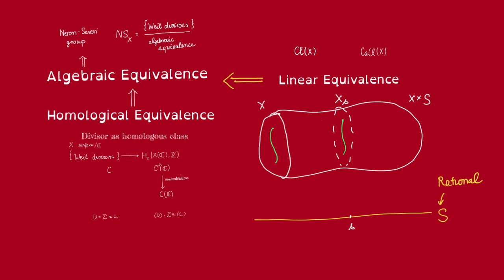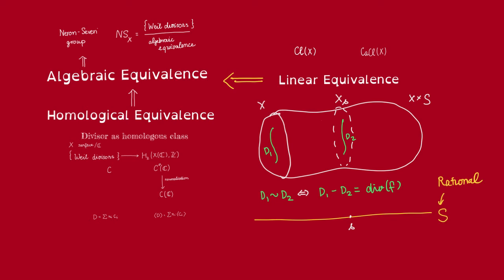Now, how is it related to our usual notion of linear equivalence? Remember, usually we define two divisors to be linearly equivalent if they differ by a principal divisor, i.e. the divisor of a rational function. So how is it the same as the notion that we just defined?